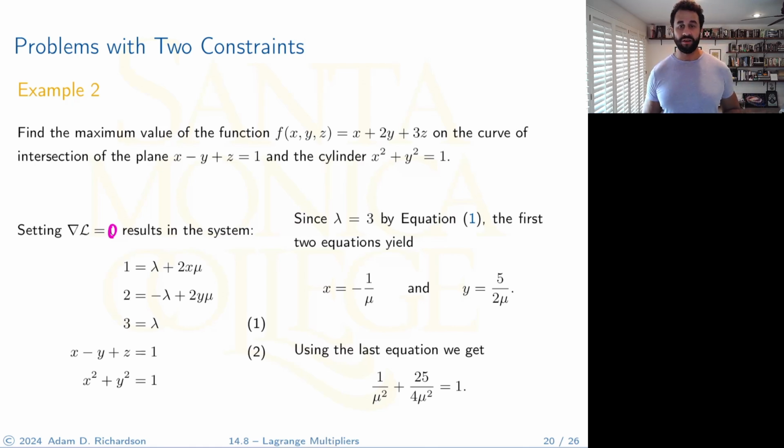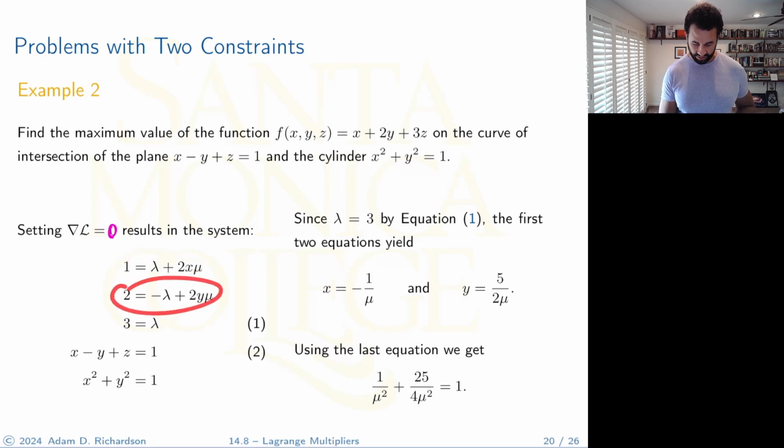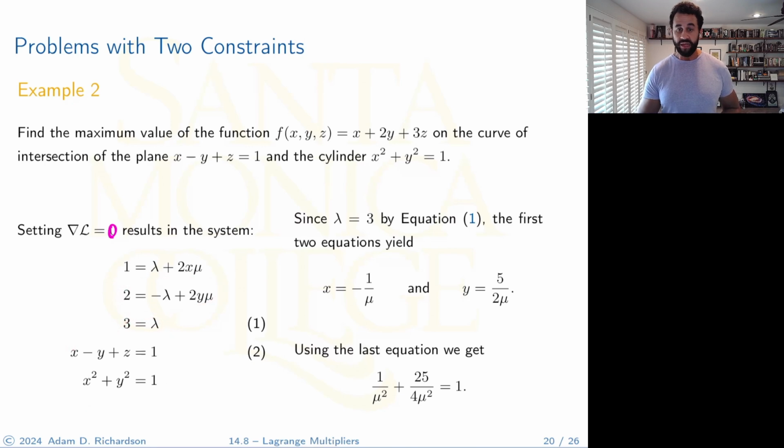So now we're going to set the gradient of our Lagrangian equal to 0, and that gives us the system of equations. Here's the first one, the second one, the third one, and then these are our two constraints. Now at this point, you are in system of equations land. Solve it however you want: substitution, elimination, use a computer, anything you want. So how did I do it?